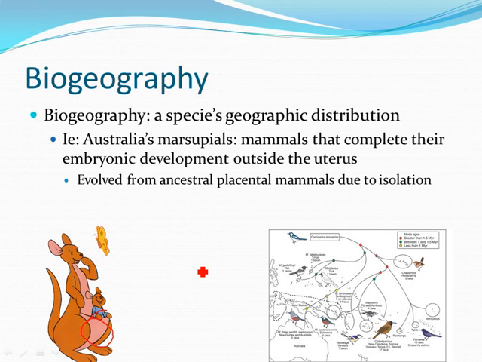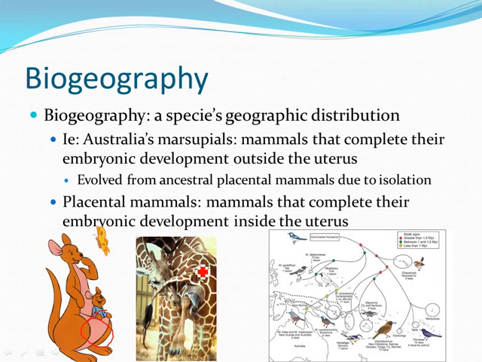At some point in time, they evolved from the placental mammals that we are, and it's due to isolation. Most of these marsupial mammals are from Australia, and because they were isolated by themselves at some point in time, it was enough to make them different. Placental animals are different from the marsupial ones because these are formed inside the uterus, and we complete that embryological development there. And you see the little giraffe coming out of the mother there.